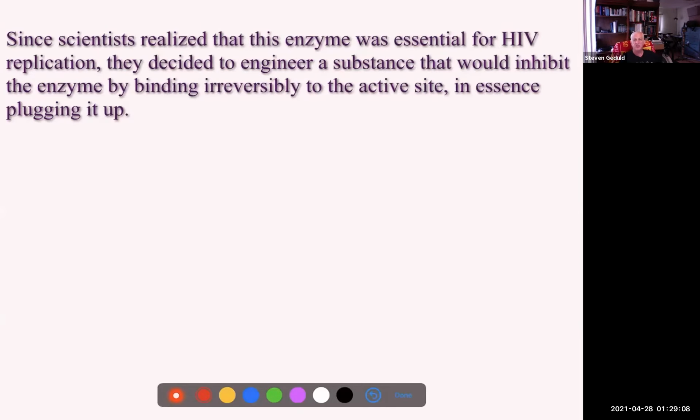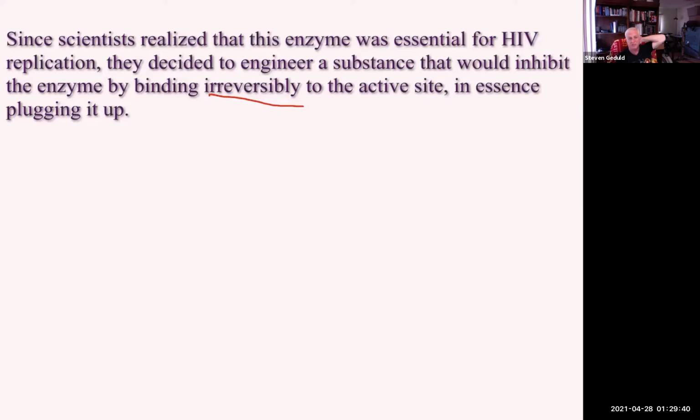Since scientists realized that the enzyme was essential for HIV replication, they decided to engineer a substance that would inhibit the enzyme by binding irreversibly to the active sites. If you bind irreversibly, that means it's not going to come off. And we're going to bind to that active site. Okay. If you bind that active site, it can't cut its enzyme, so it can't become functional. Basically, the HIV virus cannot replicate if you block that active site on the enzyme.